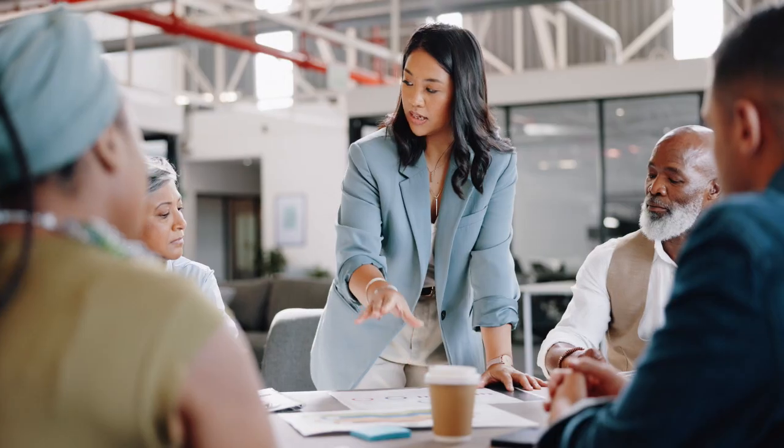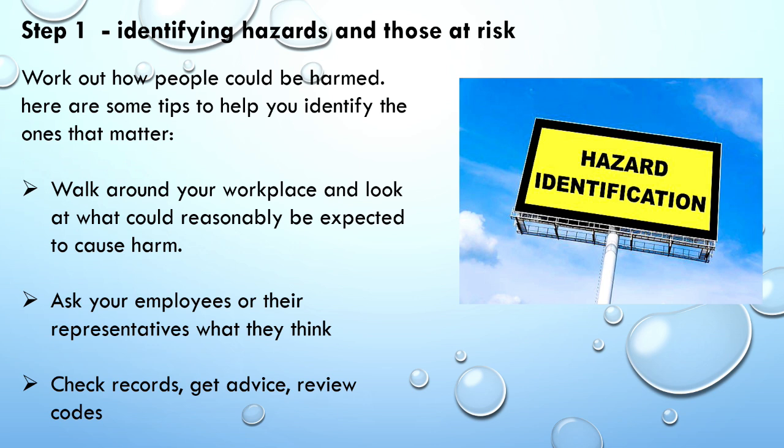So it's always important to interact with the employees. That's why you, as a manager or a person responsible, make sure you have a good relationship with your employees. Ask them or their representatives what they think about any hazard that can be caused in the working environment. So make sure you check records, get advice, and review.